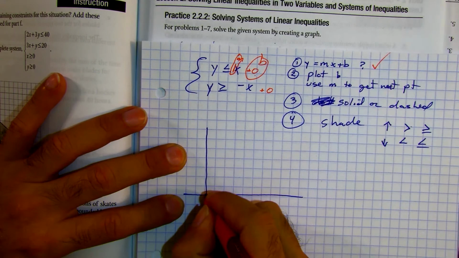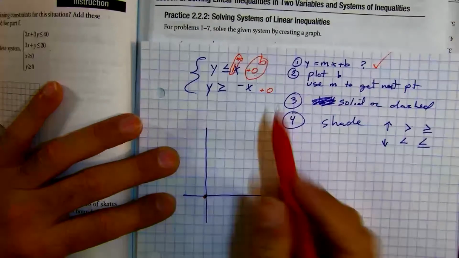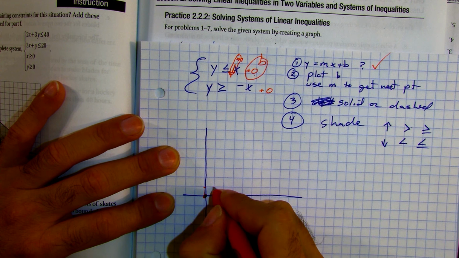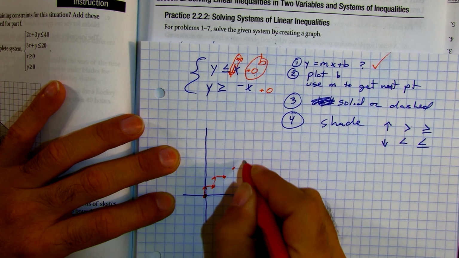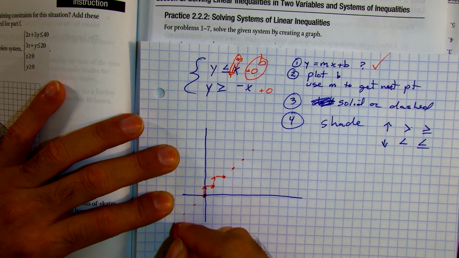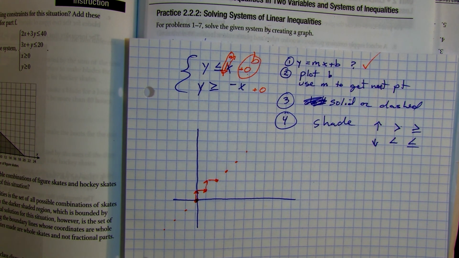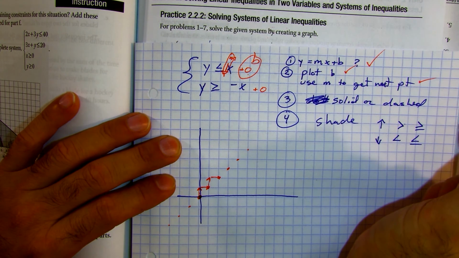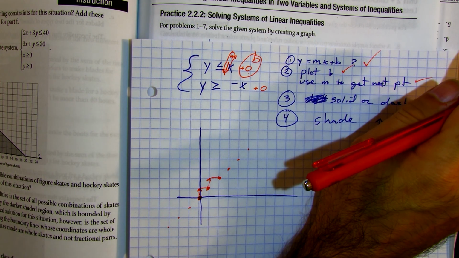Then I look close, and my slope is 1. That's 1 over 1. So I'm going to go up 1 over 1. Remember, it's up 1 over 1. I'm getting new little guide points here to put my line down as I need. Okay. So for this one, we plotted b and we found our next points. Now, solid or dashed?